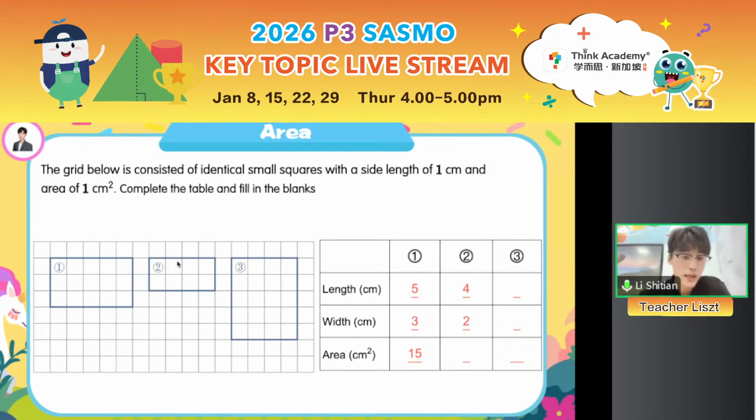Let's look at rectangle 2. The length is 4, the width is 2. Using the method we have learned, the area will be 8, because 4 times 2 is equal to 8. Now let's count if it is 8 or not. 1, 2, 3, 4, 5, 6, 7, 8. So there are 8 blocks, and the area of rectangle 2 is 8.